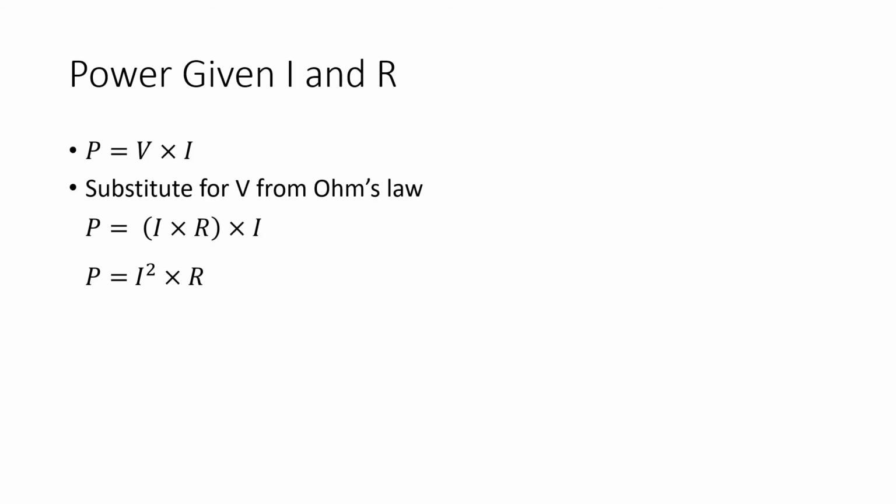Now, there will be instances when you're required to calculate the power dissipated, and you're given I and R. Our fundamental equation for power is P equals V times I. However, we can substitute for V from Ohm's Law that V equals I times R, and end up with this equation, P equals I squared times R.